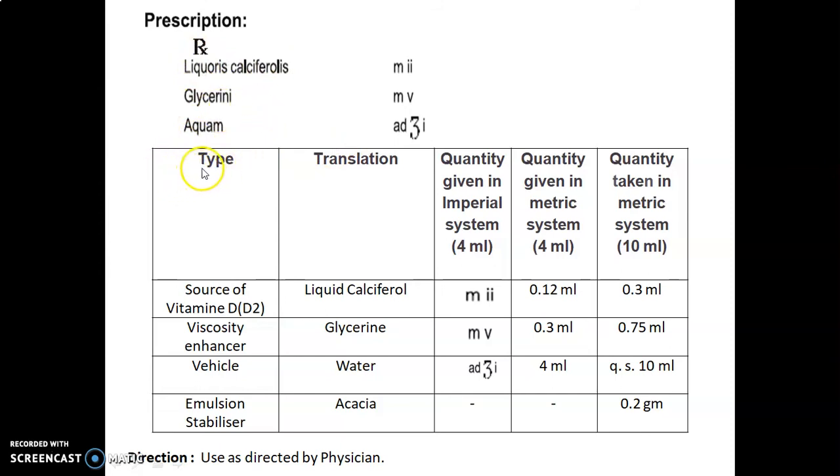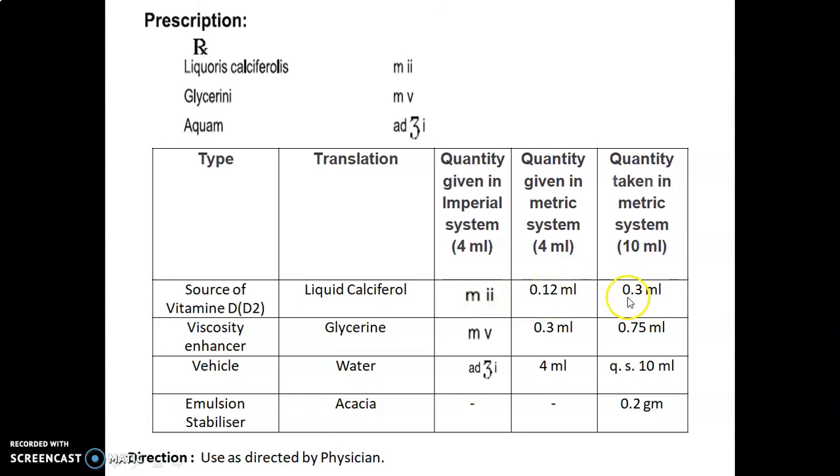Type means the category, role or use of the ingredient. Translation means the name of the ingredient. Quantity is given in the imperial system for 4 ml, then quantity given in the metric system for 4 ml, and quantity taken in the metric system to prepare up to 10 ml. So first of all we have liquid calciferol, a source of vitamin D2, which is 1 minim. M II means M minim 2. That is 1 minim is 0.06 into 2, that is 0.12 ml.